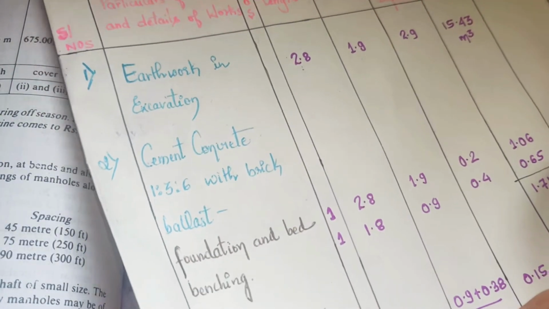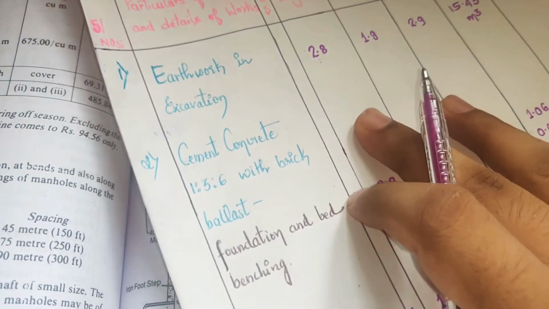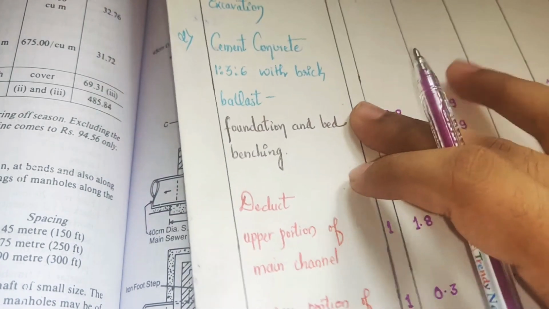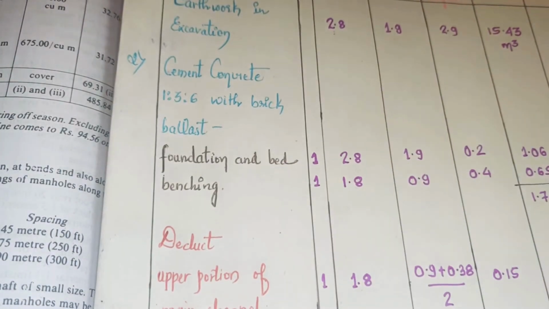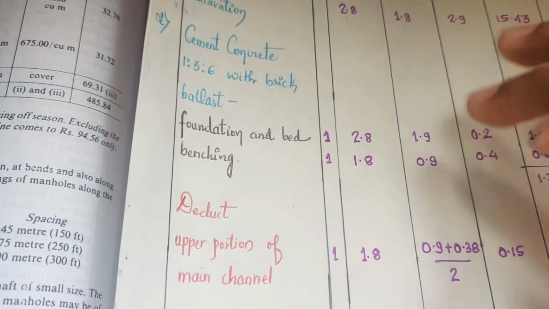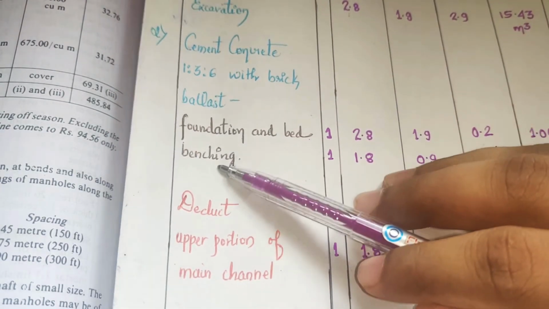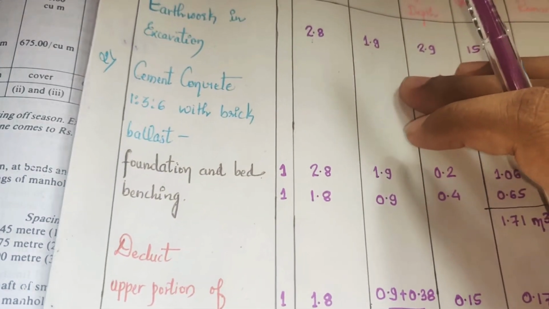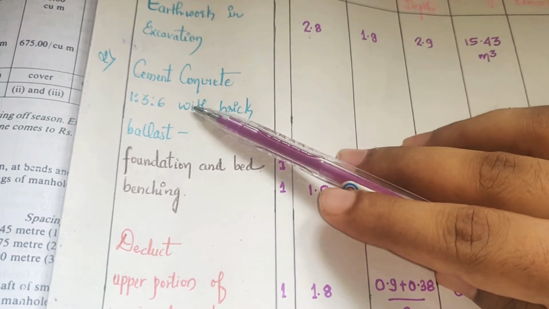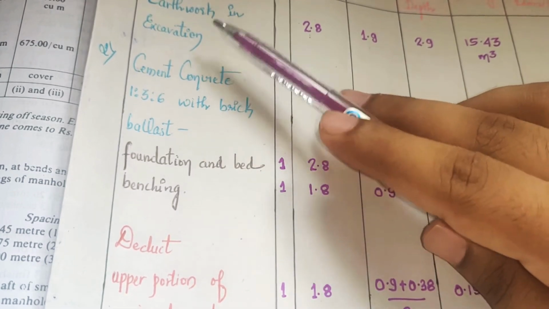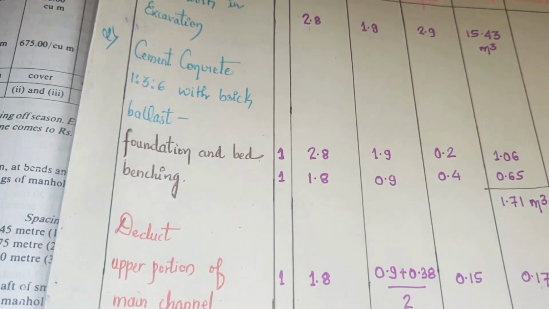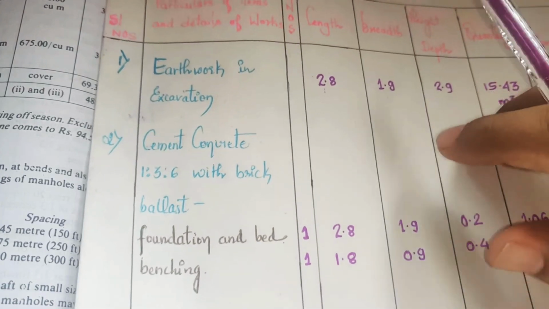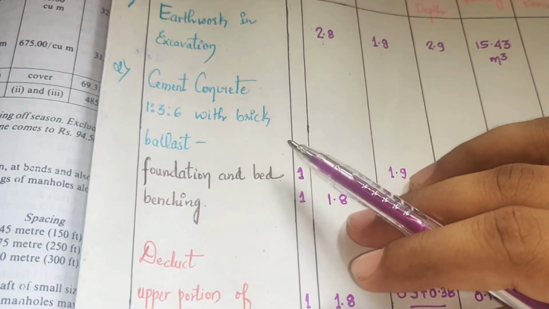Moving on to the next quantity, that is cement concrete. Cement concrete 1:3:6 with brick ballast. So in this cement concrete, we have to calculate the concreting for foundation and bed and benching. Right. Firstly, I'll discuss foundation and bed. Now, as I said, cement concrete components and excavation components are same, because the parameters used for calculating volumes of excavation will be same for the cement concrete.